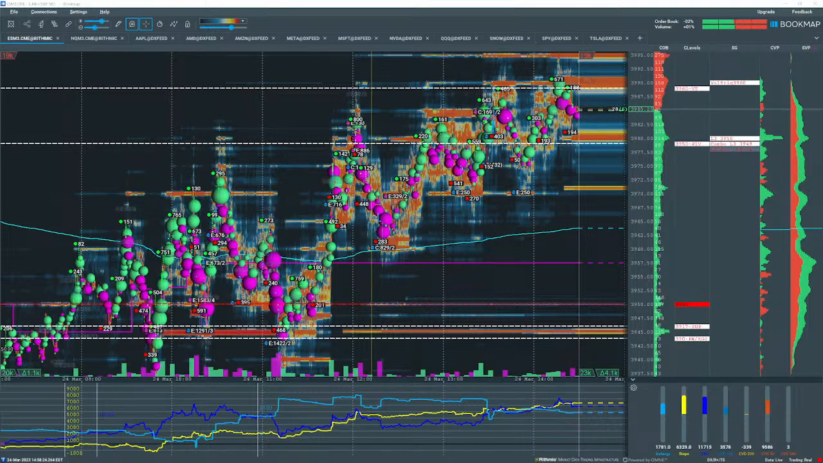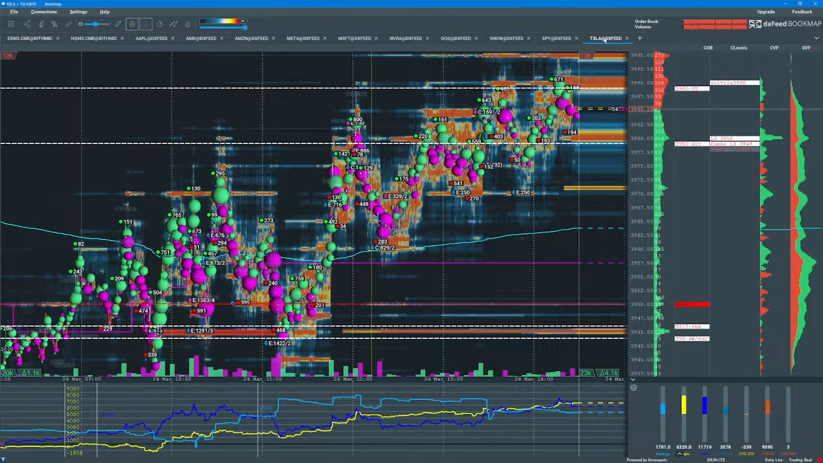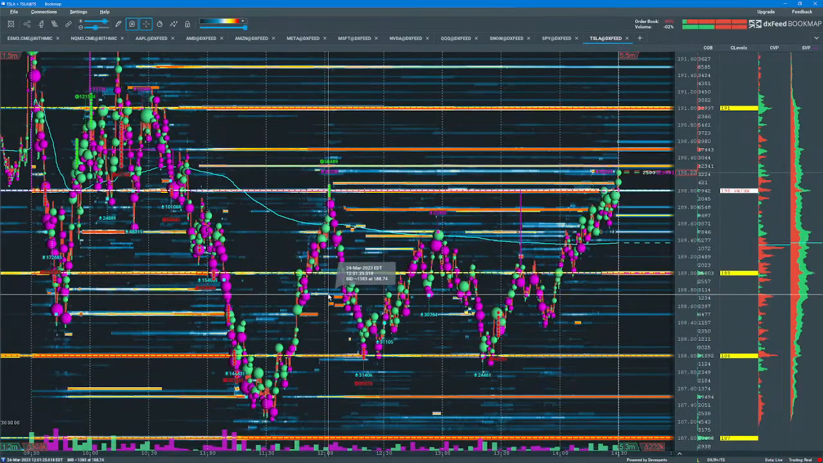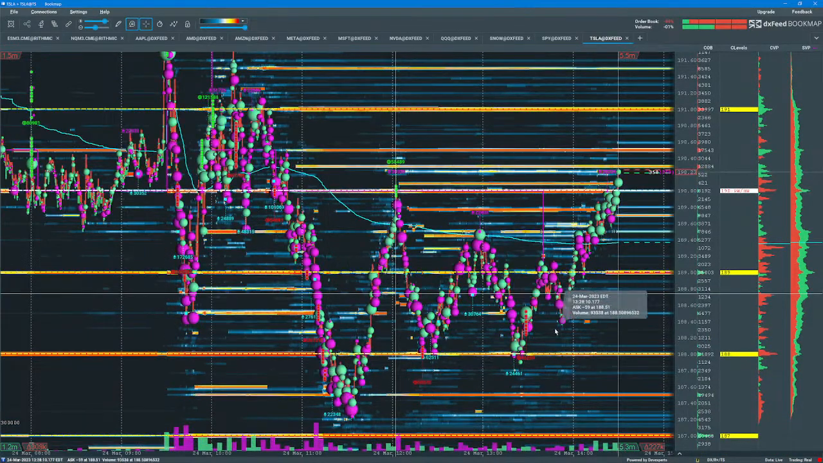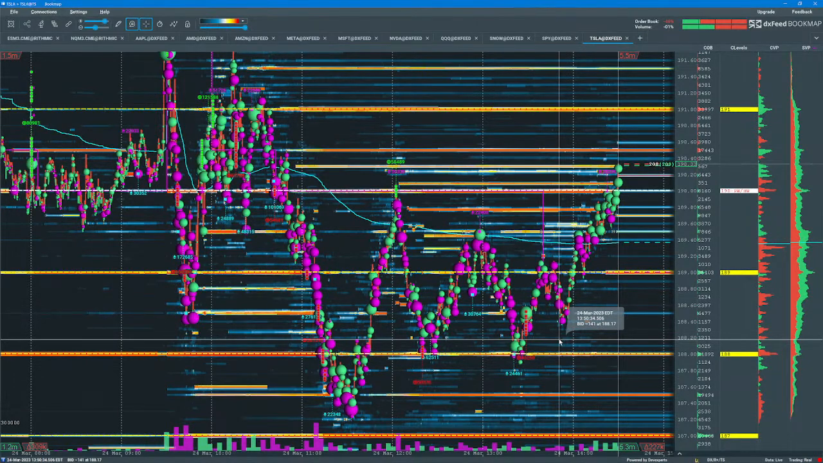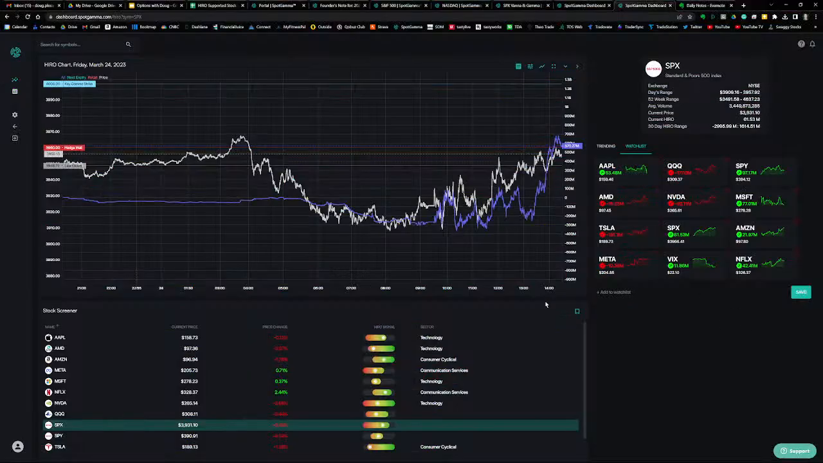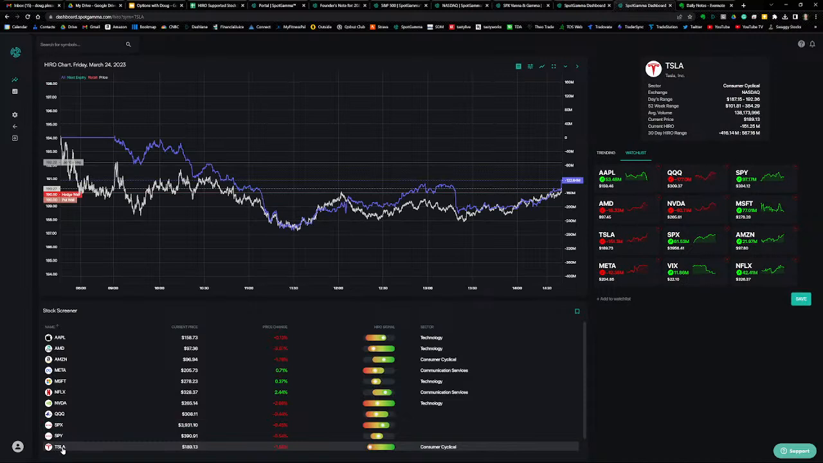All right, let's wrap it up. We'll take a look at Tesla, and then we'll call it a day and a week. So Tesla has been kind of all over the place recently. Not as easy to trade as some other stocks. Let's take a look at Hero for Tesla. So there's Tesla overall.